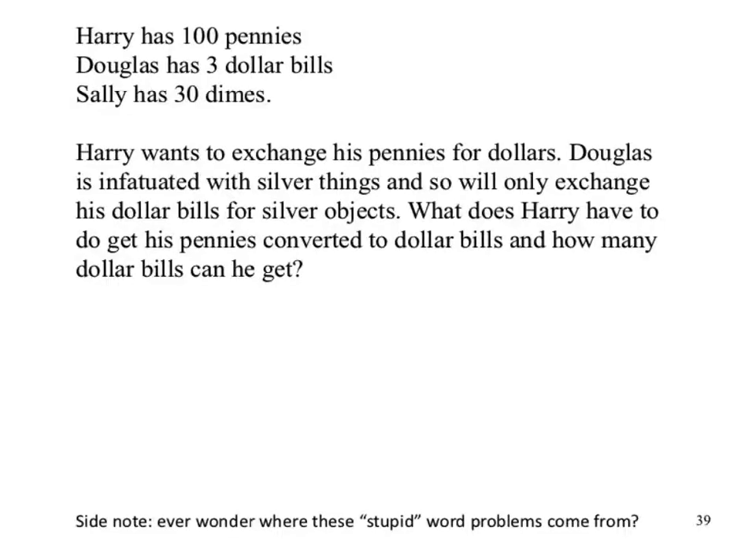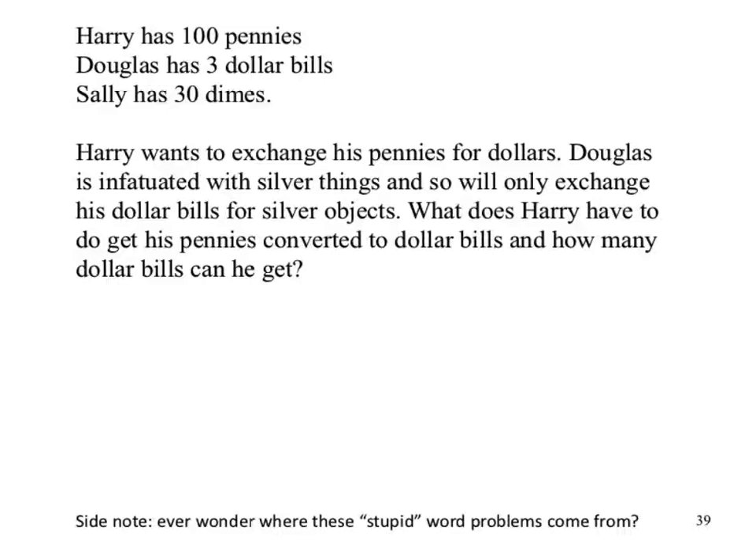You may or may not have seen questions like this in a math class. You go through and list out, well, Harry has 100 pennies, Douglas has $3 bills, Sally has 30 dimes. If Harry wants to exchange his pennies for dollars, Douglas really only likes silver things, and Douglas is the one with dollars, how does Harry have to get his pennies converted into dollar bills?